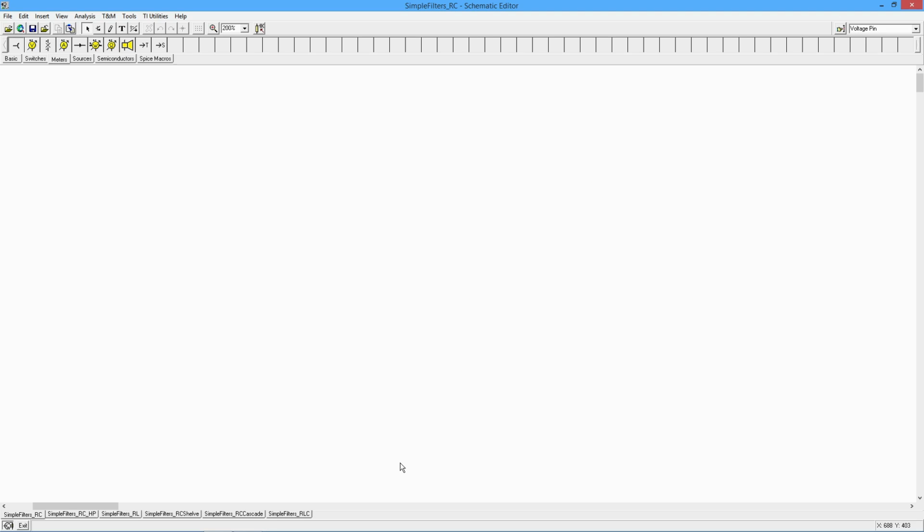Today we are going to look at simple passive filters. What are filters? Well, filters are basically circuits that either allow or prevent certain frequencies from getting through. And you're already a little familiar with this concept.